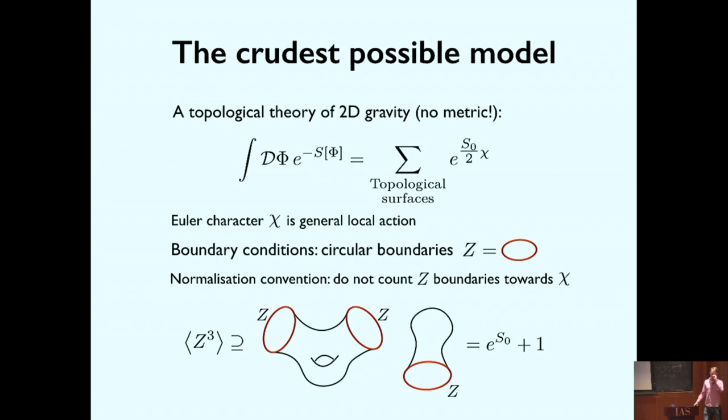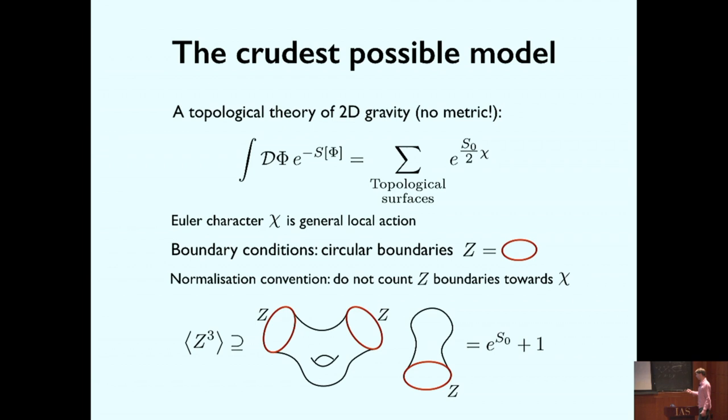Okay, so what are the boundary conditions in my model so far? Basically, I can have circular boundaries. That's all I've got. And by convention, I basically add a counterterm, if you like, to the boundaries so that these don't count towards chi. So chi sums up basically the number of handles and doesn't count the boundaries. This is my choice. You'll see why I made it later.